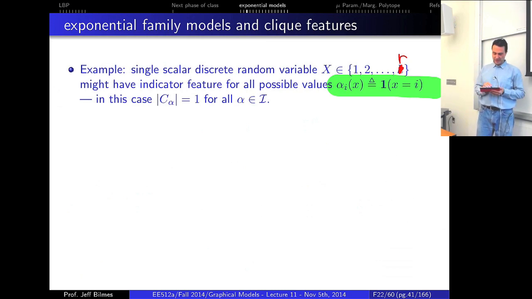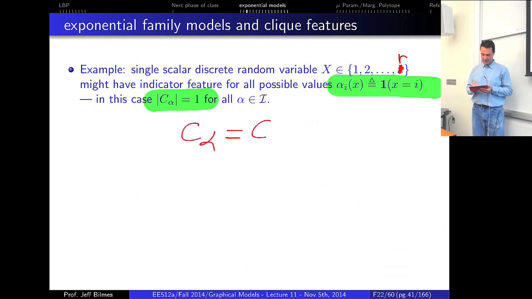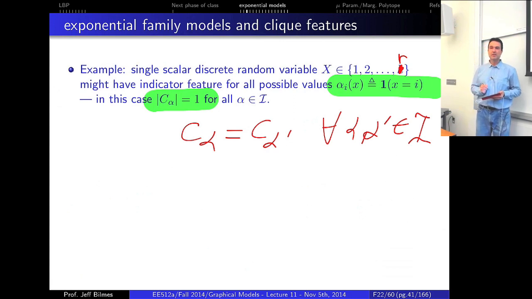So you have two things. One is that the number of random variables in C sub alpha is always equal to 1. And also you have that C sub alpha is equal to C sub alpha prime for all alpha prime in the script set I. But that doesn't mean that they're the same statistic. That doesn't mean they're the same feature. Each one is just an indicator of a random variable being a value. And that means that each value of a random variable can have its own parameter associated with it.